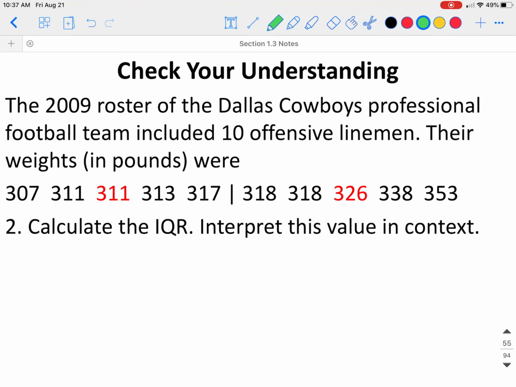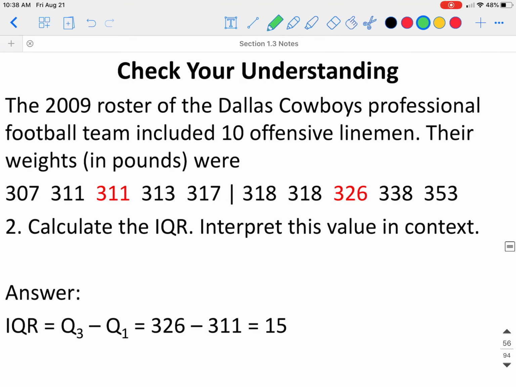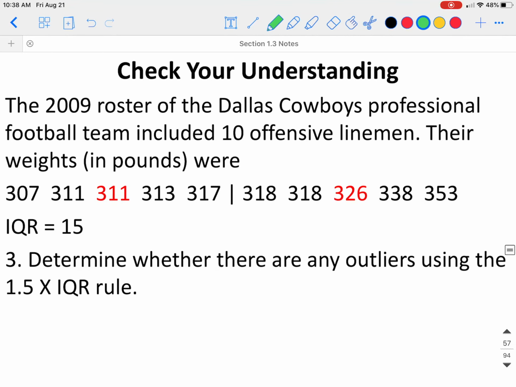Calculate the IQR and interpret this value in context. To find the IQR, remember you're going to do Q3 minus Q1, or 326 minus 311, which in this case will give us 15. So that means of the 10 offensive linemen, the range of weight among the middle 50% of them is only 15 pounds.